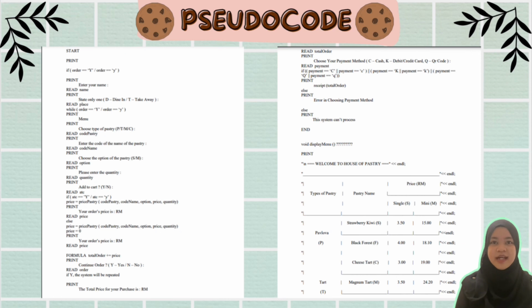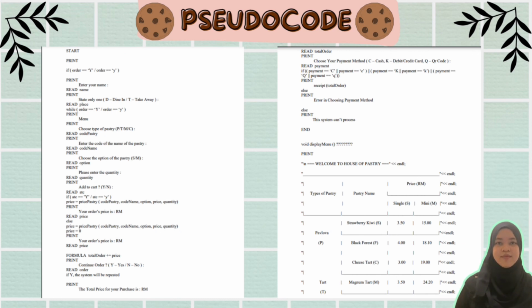If the customer answers yes, price equals to price pastry, code name, option, price, quantity. It will display your order price is RM price. Or else, price equals to price pastry, code name, option, price, quantity, and price equals to 0. It will display your order price is RM price. And this is the formula for total order. After that, the system will display continue order, yes or no, and then the customer will input the answer. If yes, the system will repeat.